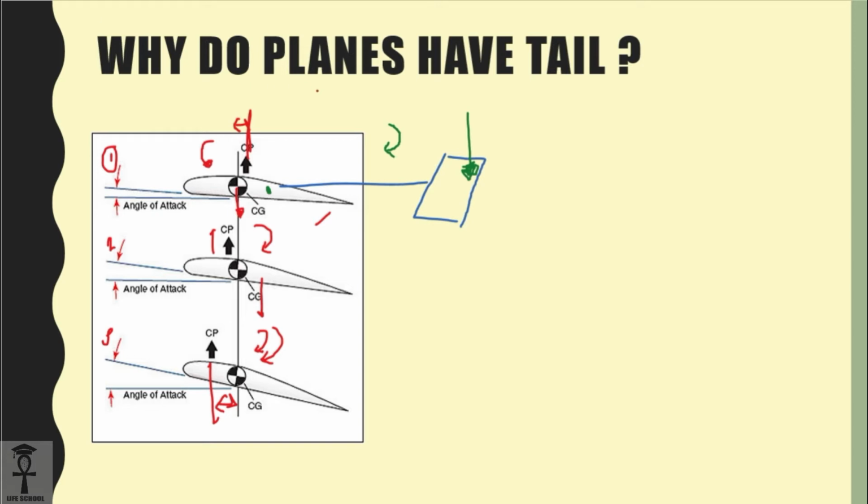While the plane is having a couple in this direction, this moment will cancel the couple. So that's how the tail works. So this is the thing regarding the tail.